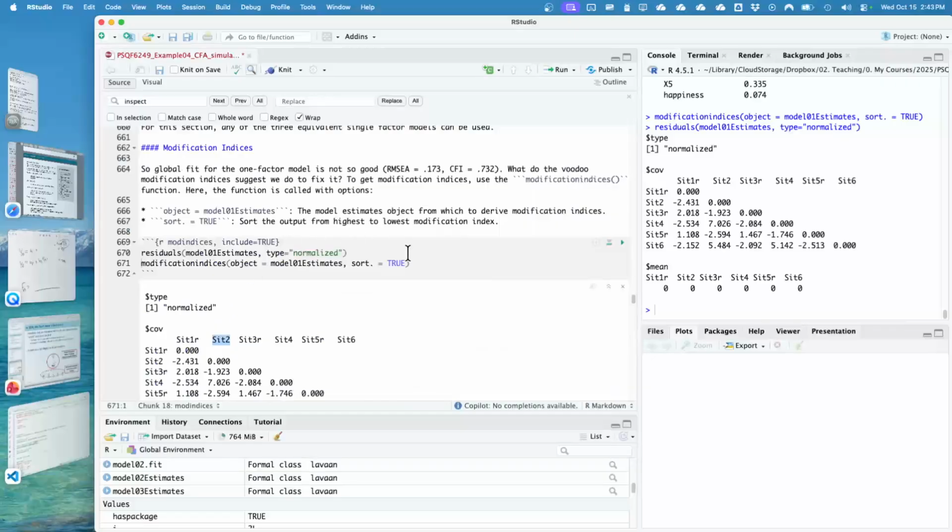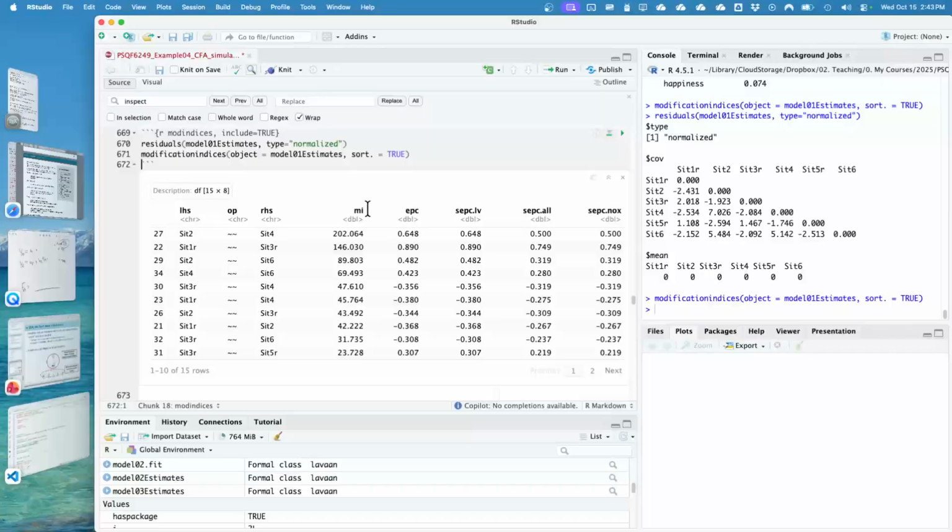But now, once we identified that, we go to the modification indices to see how we could add it. And here are our modification indices. Yep, here's the sit2, sit4, sit2, sit6, and sit4, sit6. Those three are there. Now we still have a sit1, sit3 that shows up. That has a normalized residual that's positive as well, but smaller than the other two. So in looking at this, what would you do?